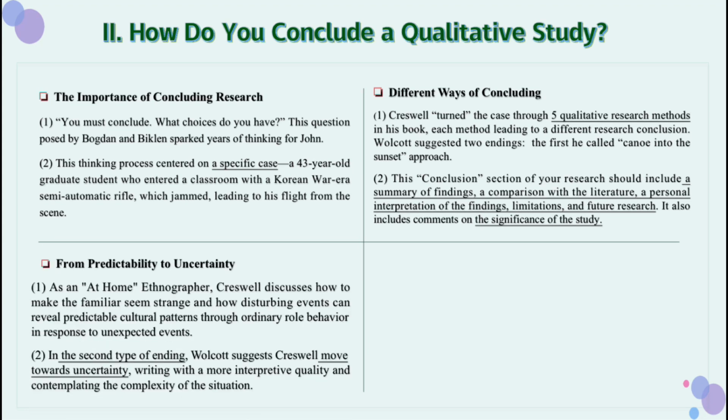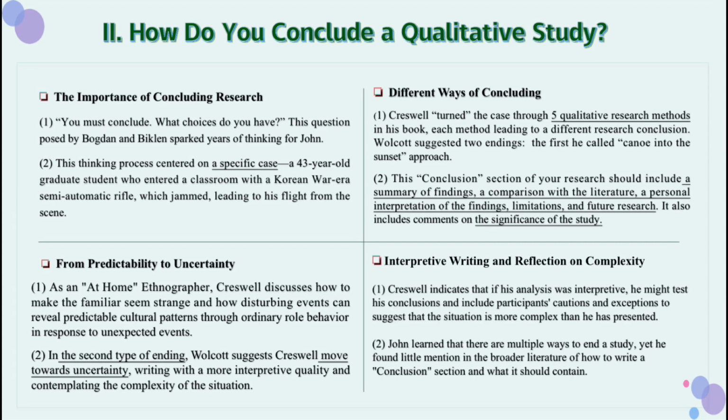Furthermore, he discusses the transition from predictability to uncertainty. Creswell discusses how to make the familiar seem strange, and how disturbing events can reveal predictable cultural patterns through ordinary role behavior in response to unexpected events. In the second type of ending, Walcott suggests Creswell move towards uncertainty, writing with a more interpretive quality and contemplating the complexity of the situation.